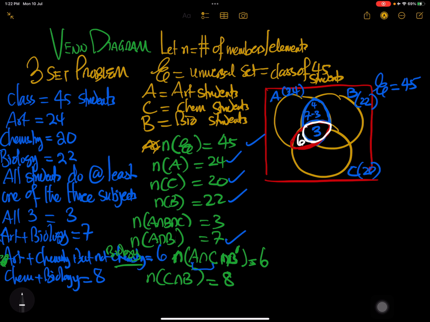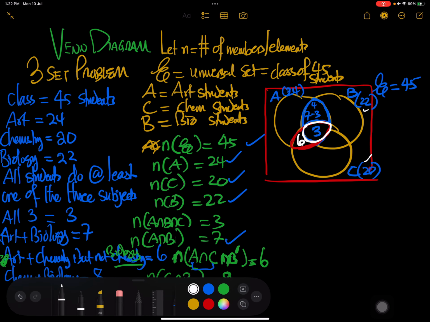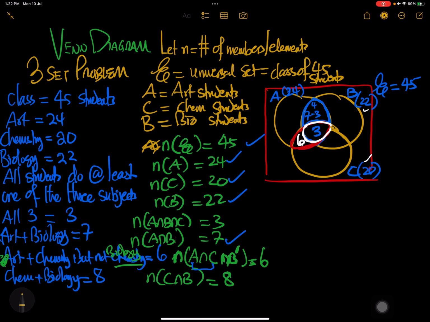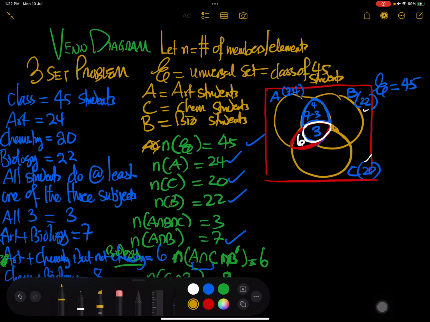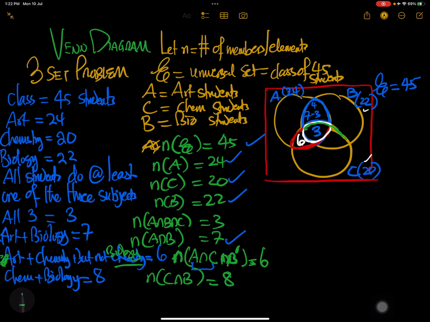Now it's also saying that the number of biology and chemistry is 8. This is biology and this is chemistry. Where's our biology and chemistry? Let me show you. This whole region, you can see, is biology. This region is biology and chemistry. But there's already 3 there, and they said that whole region is supposed to be 8. So here it's going to be 5, so that the whole region becomes 8.